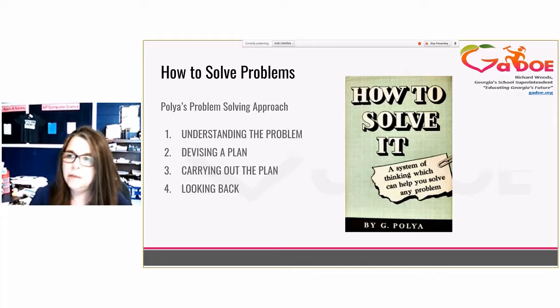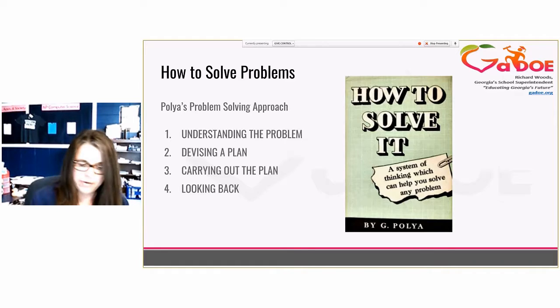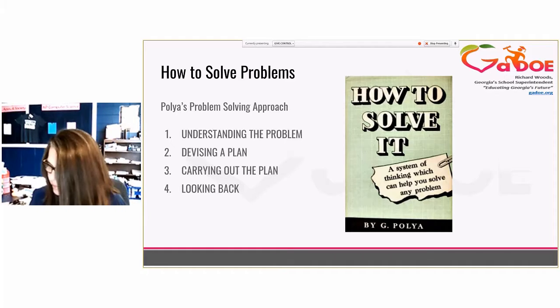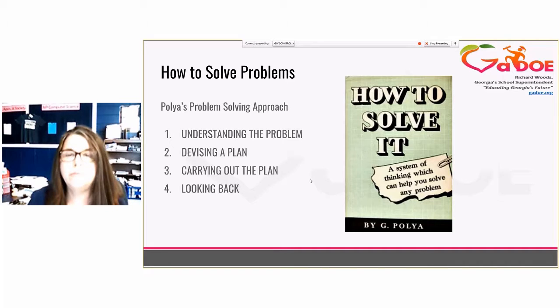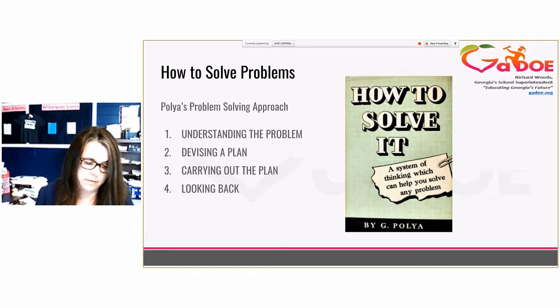This is Polya's approach. This is a book from 1945, and it was written for math problems, but it was found to be applicable to computer problems. It is still widely identified as a standard for this field. So he breaks it down into these 4 steps: understanding the problem, devising the plan, carrying out the plan, and then looking back.